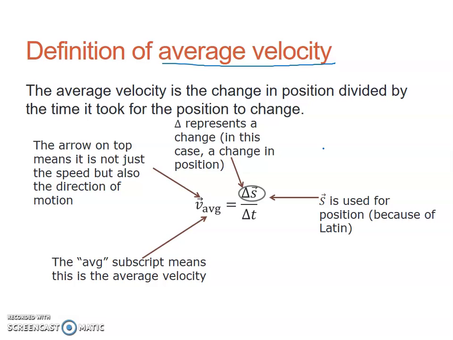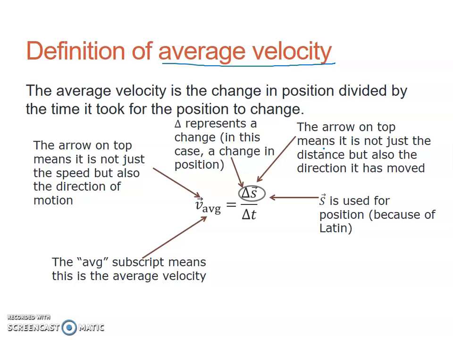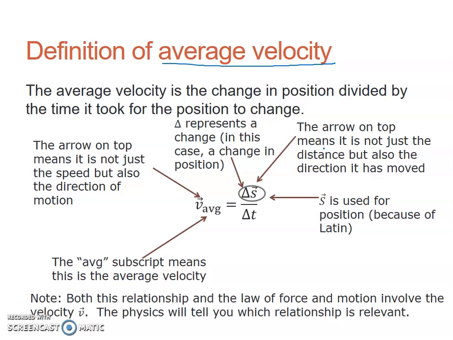Okay, and again, the arrow on top means it's not just the speed, but also the direction of motion, which means it's a vector quantity, not a scalar quantity. Okay, same thing with position. Now, both this relationship and the law and force of motion involve velocity, but one involves the average and one involves the change in velocity.